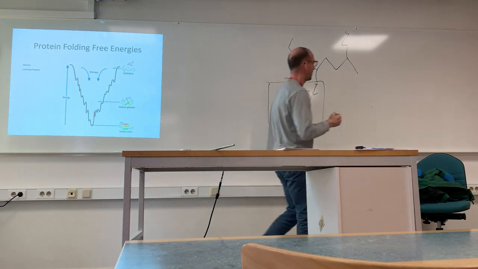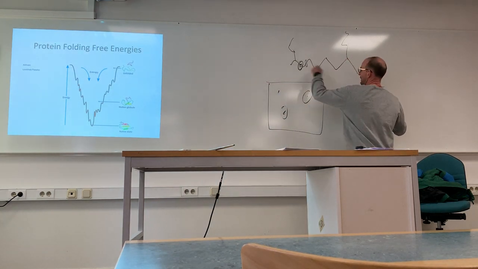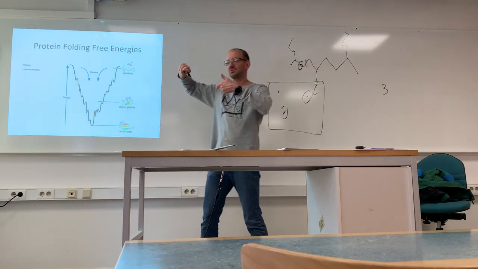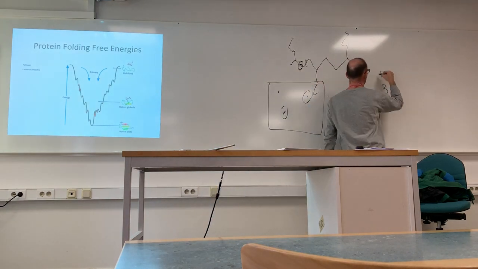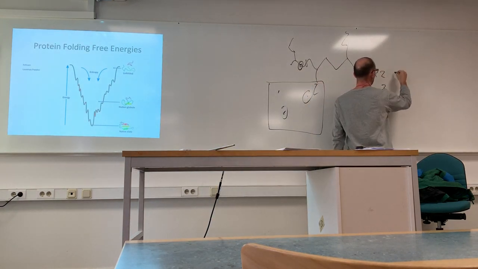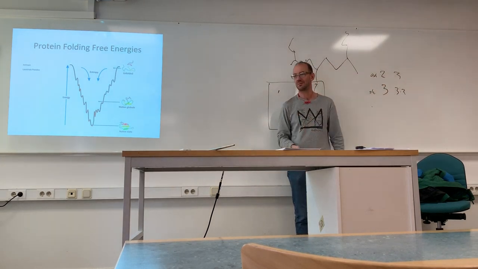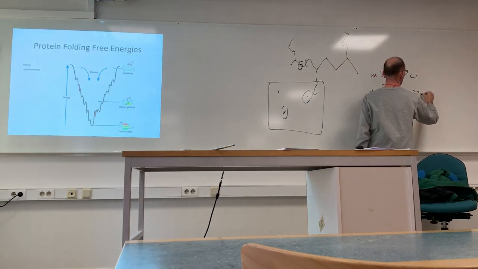But that would mean that if you have only two amino acids, you only have three states. It can be A, B, or C. Helix, sheet, loop. If you have three amino acids, you have three times three, because the first one can be helix and it can be sheet. If you have four, you have three by three by three.